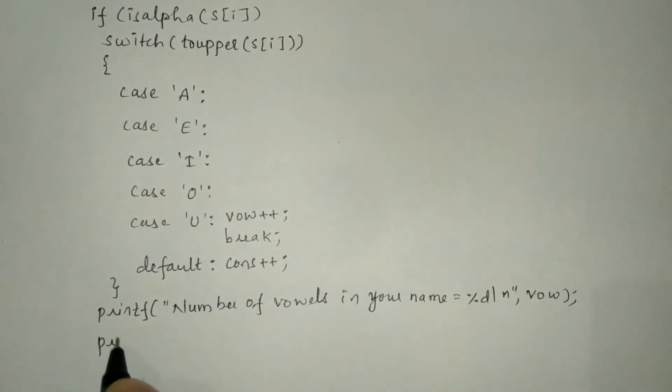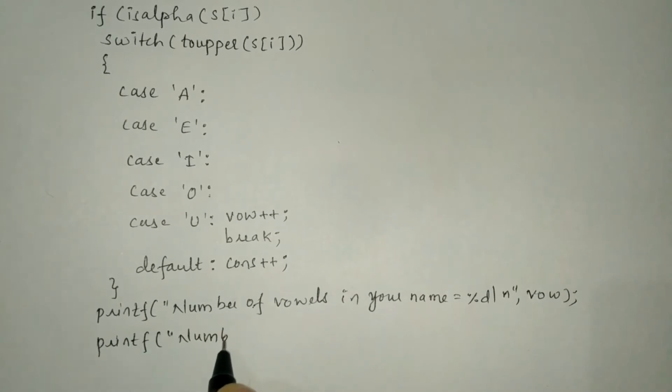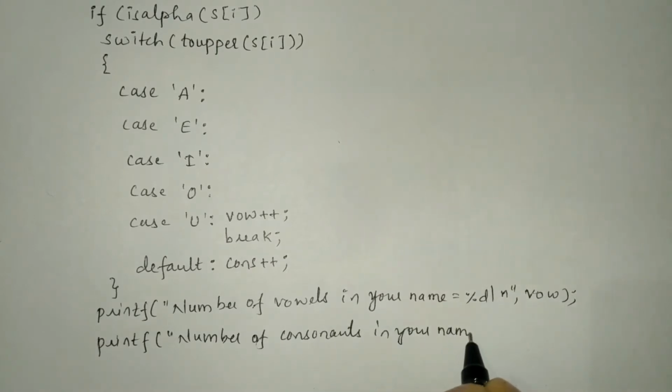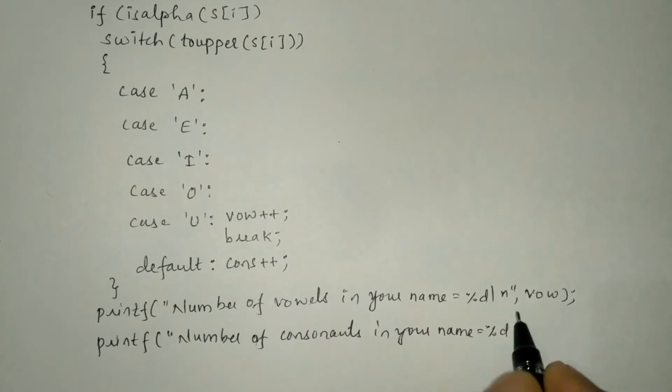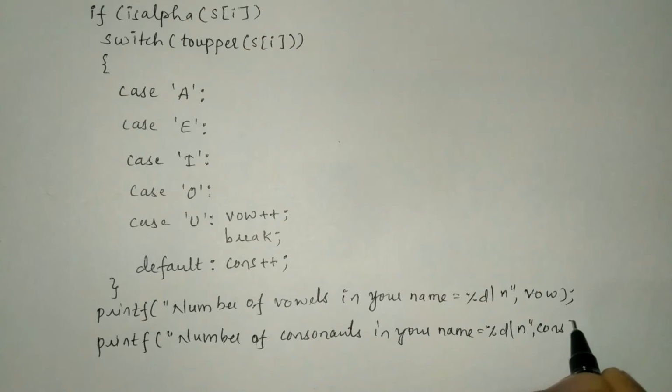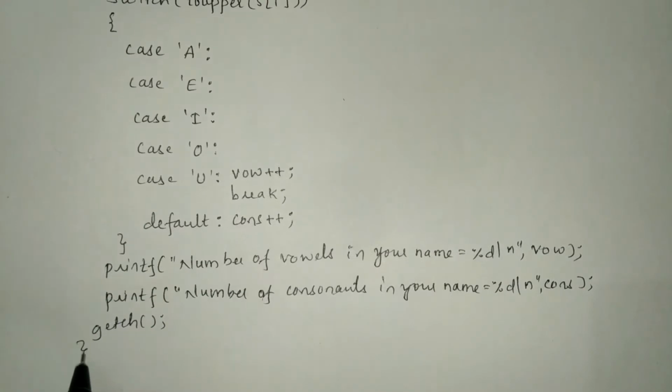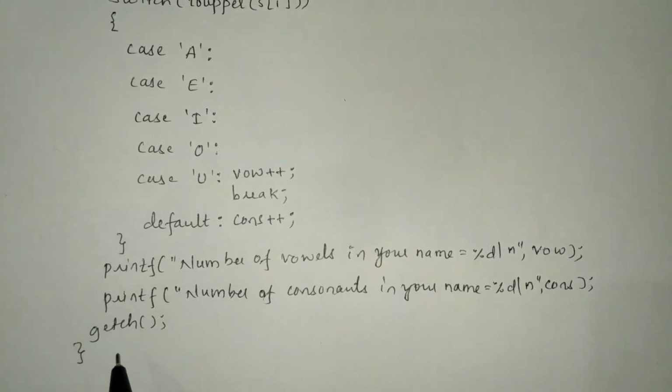So we'll write printf statement, and in a double quotation mark I'll write "Number of consonants in your name is equal to %d \n", and the double quotation mark, put comma, then write consonants. And now I'm going to write getch function, and then curly closing brace for void main function.